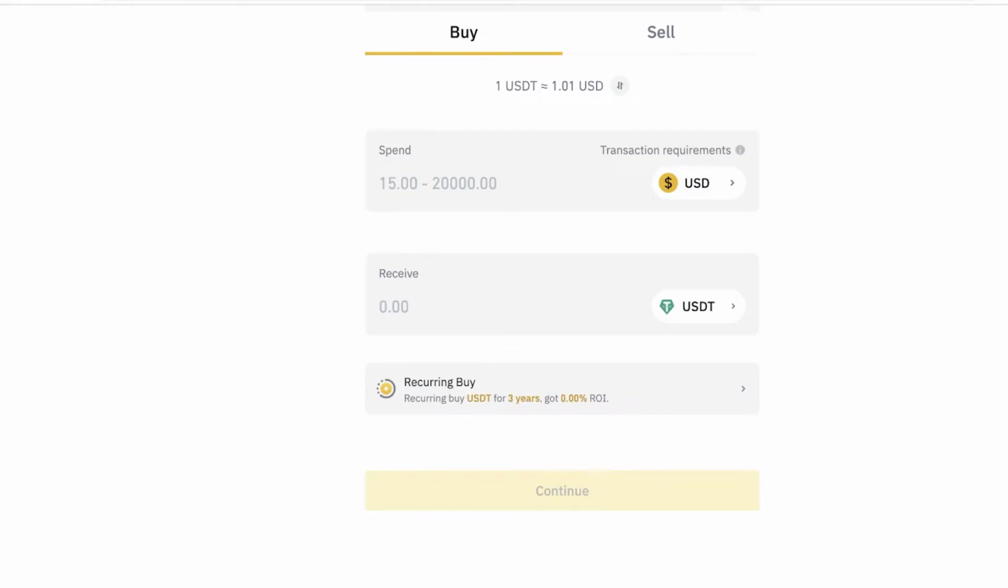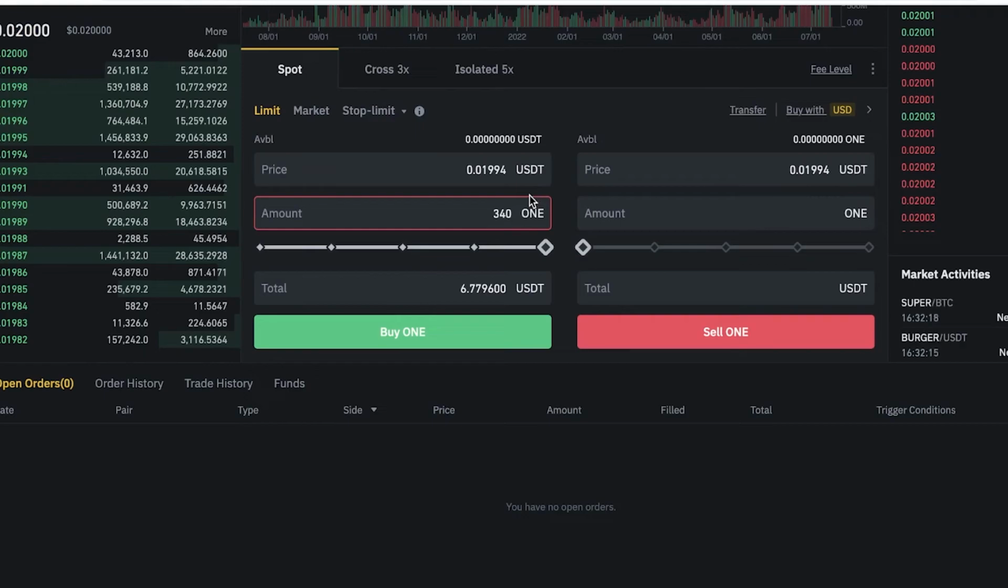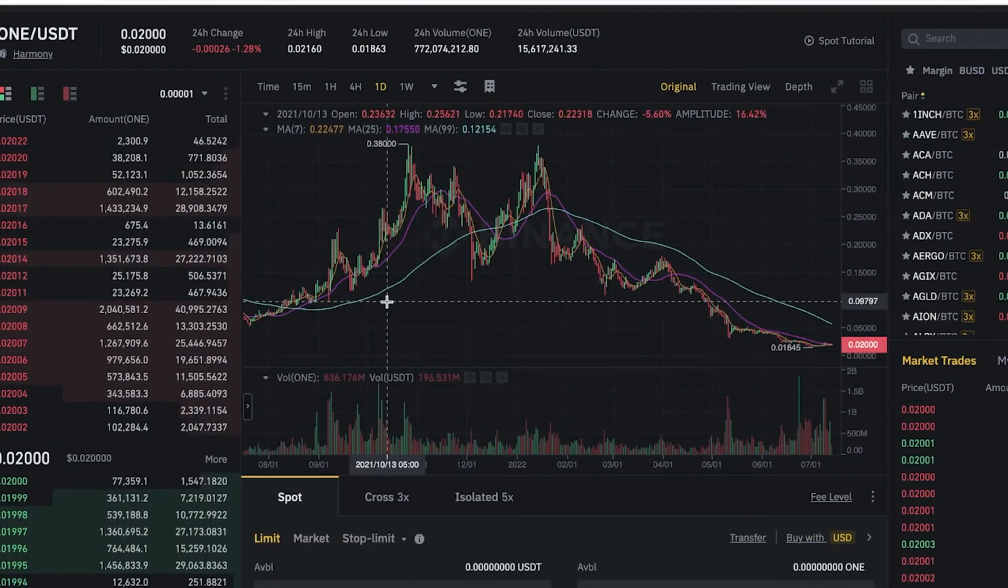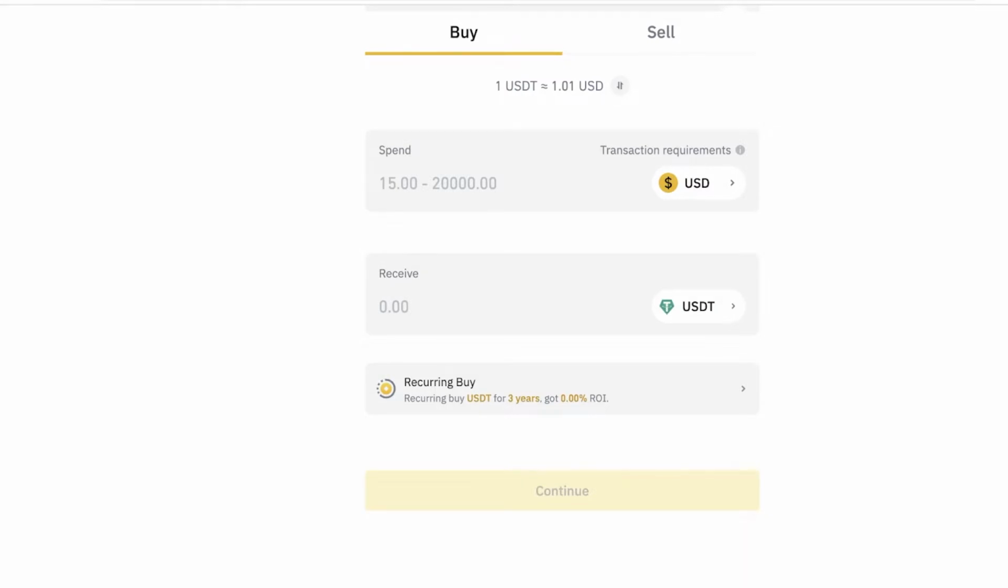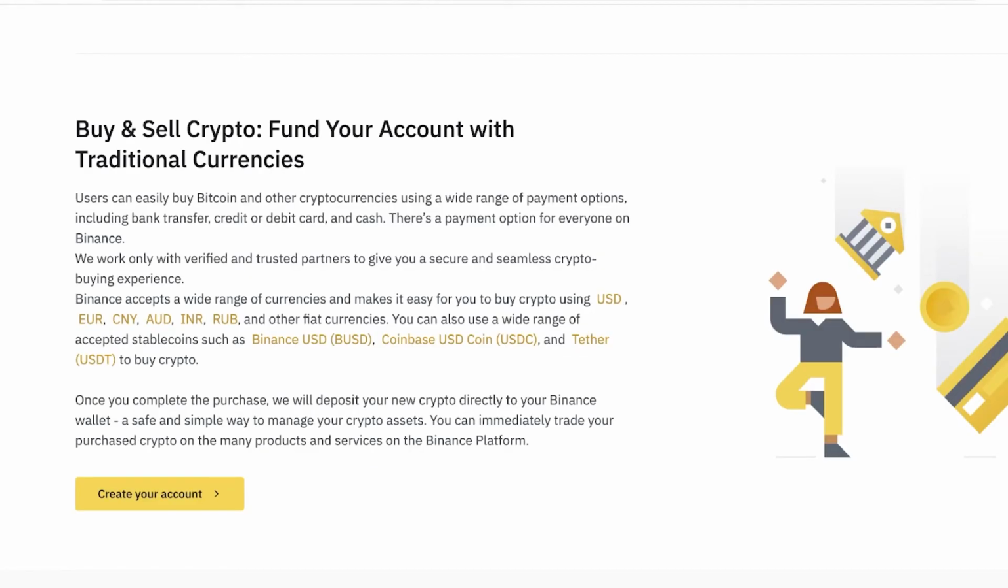You cannot buy the ONE token directly. You will actually have to go on and do some spot trading to receive ONE token, but you cannot do a direct credit or debit card buy for ONE presently on Binance.